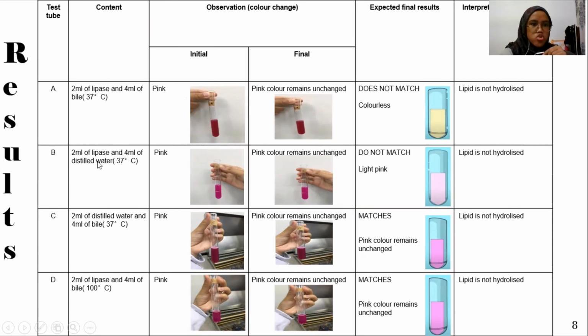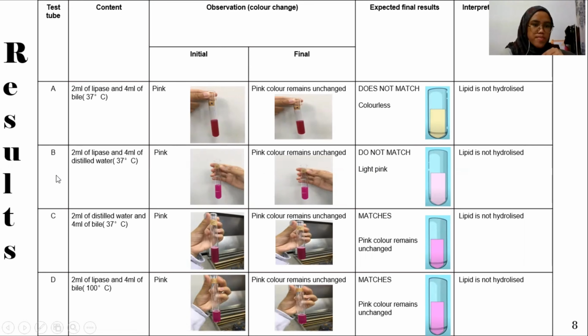For test tube B, 2 ml of lipase and 4 ml of distilled water at 37 degrees Celsius. For the initial, it is pink, and for the final, the pink color remains unchanged, and it also doesn't match with the expected final result, which should be light pink.